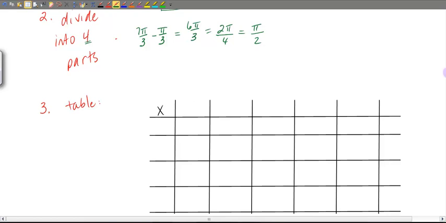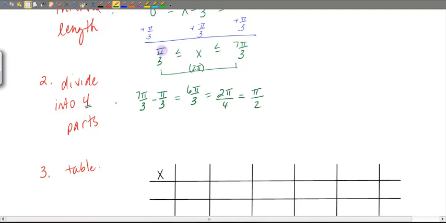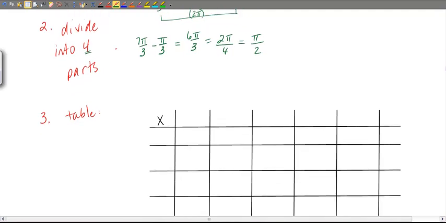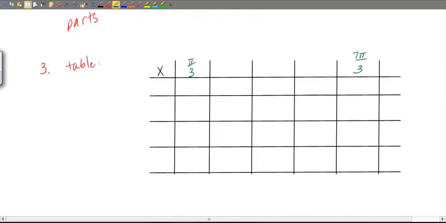Remember also from up here, we know that my interval is now between pi over 3 and 7 pi over 3. So on the left-hand side, I'm going to write pi over 3, and on the right-hand side, 7 pi over 3. Each time I move to the next column, I'm going to add pi over 2. We can use our calculator to do this really quickly. This is pi over 3 plus pi over 2, and when we add those two numbers together, you get 5 pi over 6.